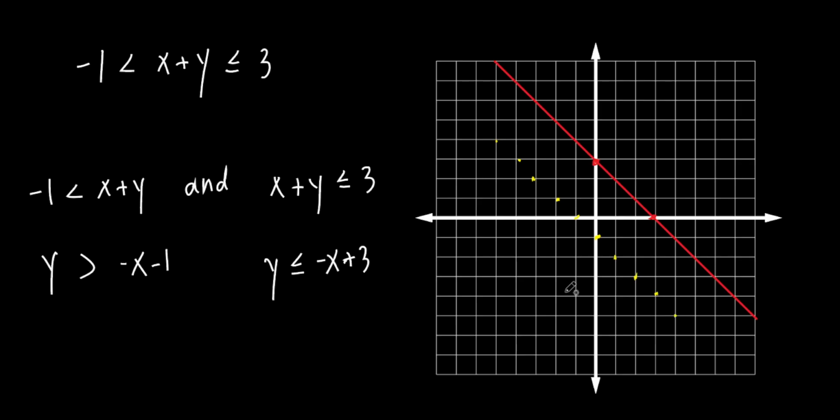Now, where do we shade? Well, let's pick a number. Let's put a 0. Go 0, 0. All right, so 0 plus 0 is 0. Is 0 greater than -1? Yes. Is 0 less than or equal to 3? Yes. So where are we shading? We're shading in between those two. And there you go.